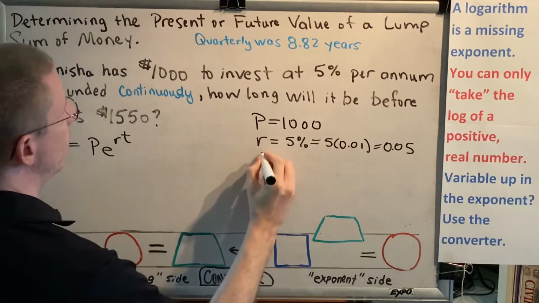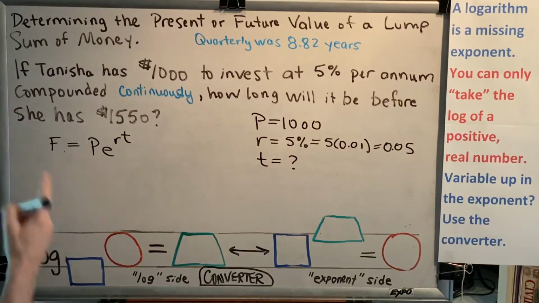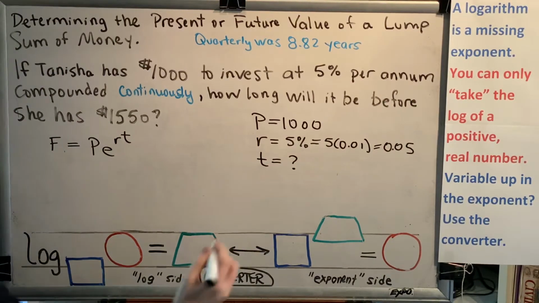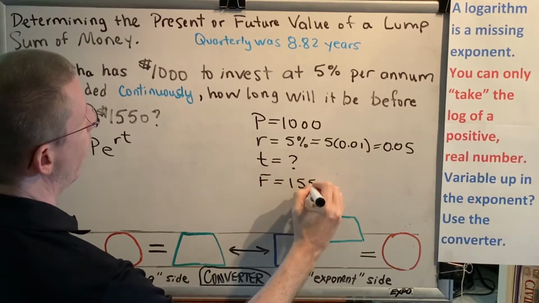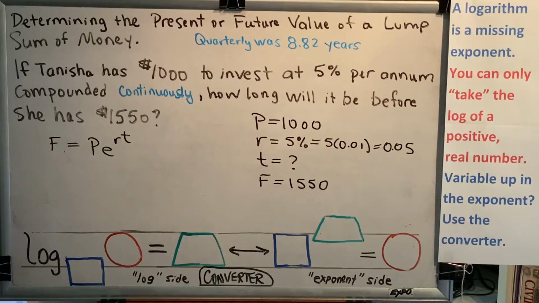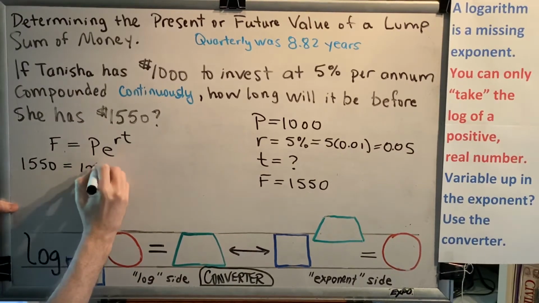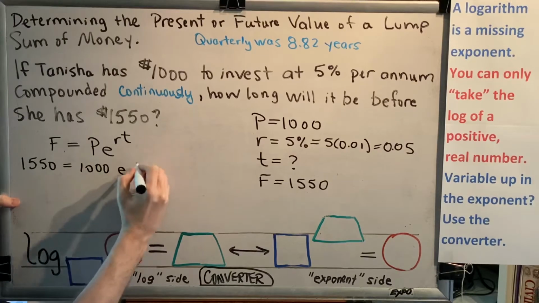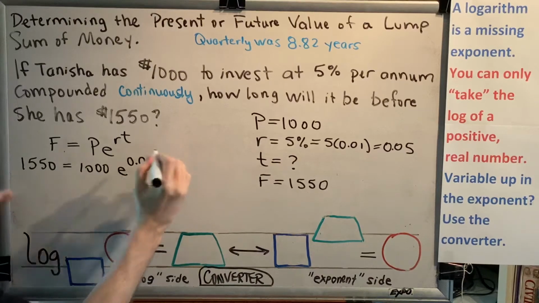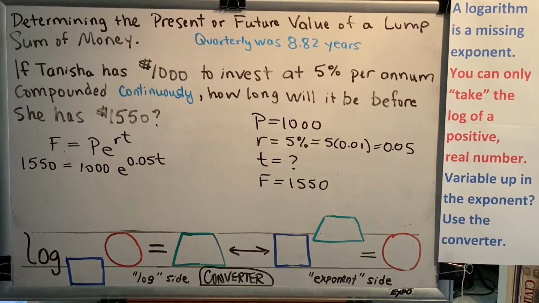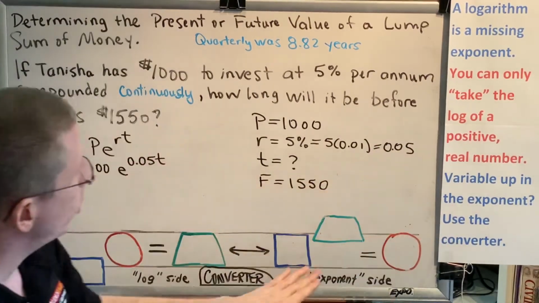How long will it be? Tells me that t is my unknown, and I'll leave t in my equation, before she has $1,550, which is the amount of money she will have in the future. That's telling me F. Okay, now we plug in. So we get 1,550 equals 1,000 times e to the 0.05t power. All right, the variable I want to solve for is t, and it is up in the exponent, so I want to use my converter.